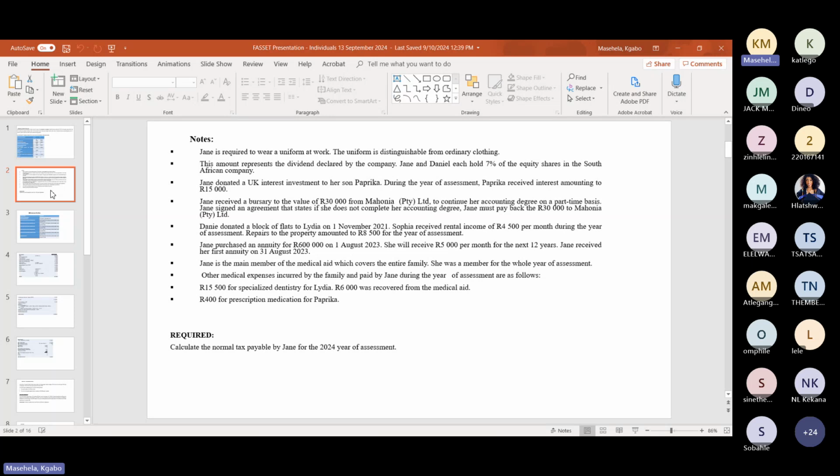You need to be very careful, be focused on the question, and make sure you understand the notes to the questions. Then again, it says this amount represents the dividend declared by the company, of which Jane and Daniel each hold 7% of the equity shares in the South African company.